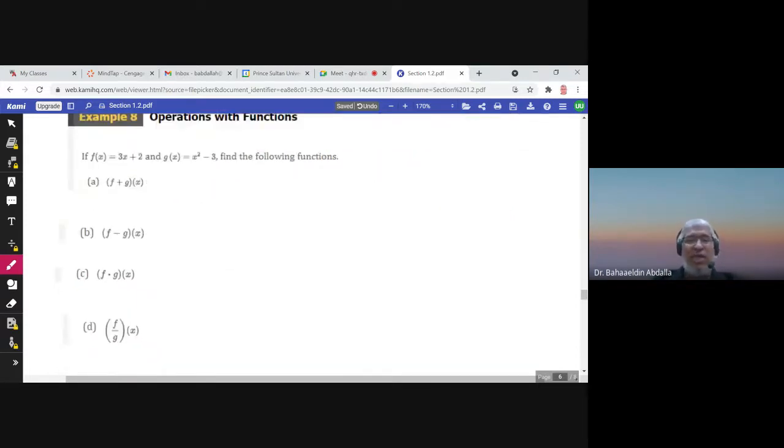Well, this is an example. f plus g would be f of x plus g of x. So it would be 3x plus 2 plus x squared minus 3. So it's x squared plus 3x. 2 minus 3 is negative 1.